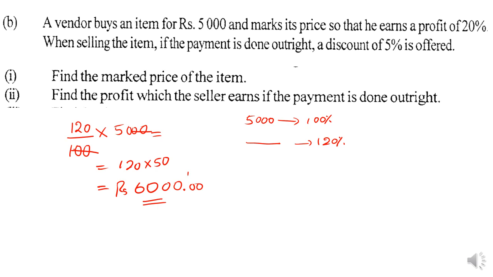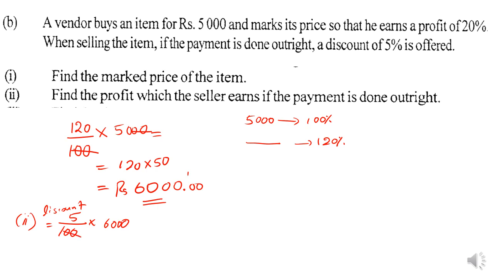And find the profit which the seller earns if the payment is done outright. If the payment is done outright, he gives 5% discount. So we have two methods to do this. We will do it in an easier way. We will just calculate the 5% discount. This is the 5% of 6,000, and this is the discount, right?